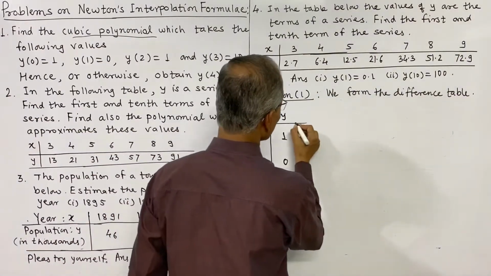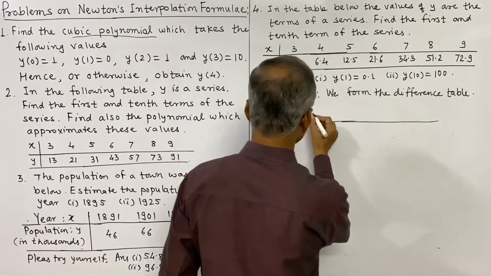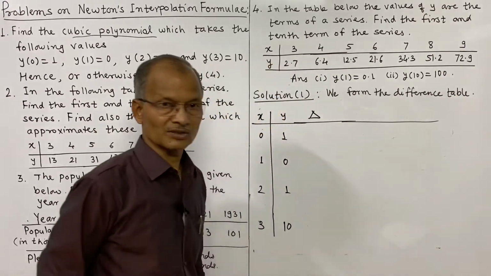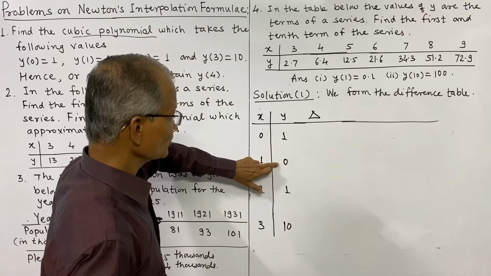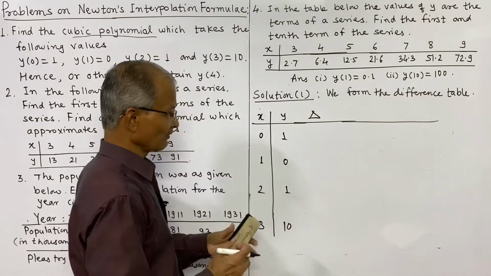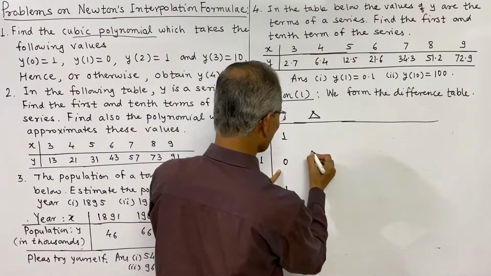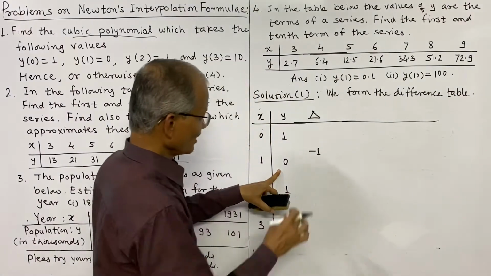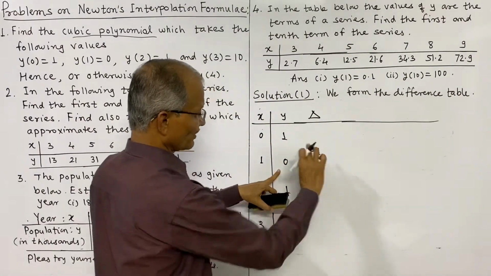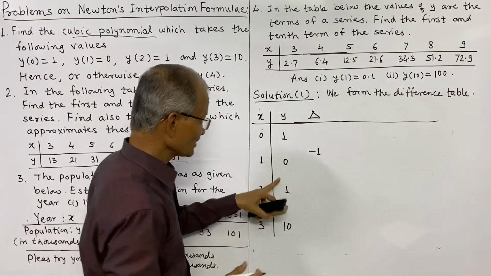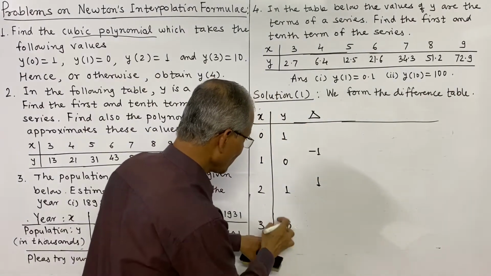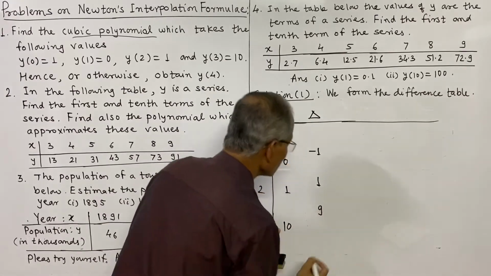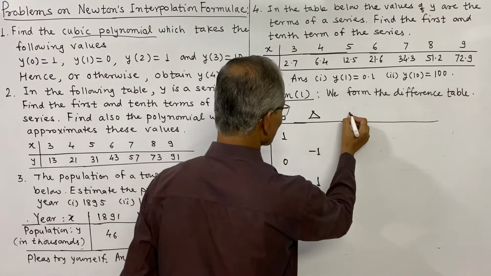Now we can write the differences, the forward differences, for the values of y: next value minus previous value, 0 minus 1, which is minus 1. That is to be written in between these values. Then 1 minus 0, which is 1, in the column of delta, and 10 minus 1, which is 9. So these are the first differences.